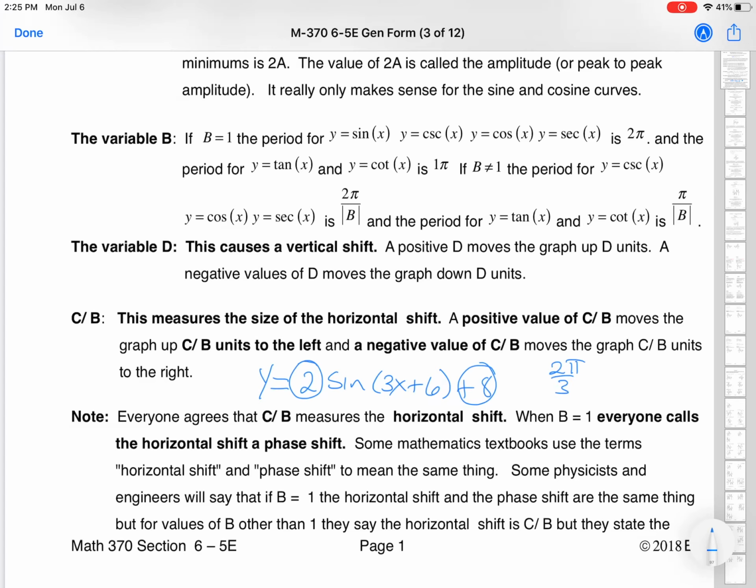All of that's right. But its vertical shift, I'm sorry, its horizontal shift is what I should say. Its horizontal shift is C over B. It's 6 over 3, or 2. And so this is not moving 6 units to the left, it's moving 2 units to the left. And that's what they'll call a phase shift.